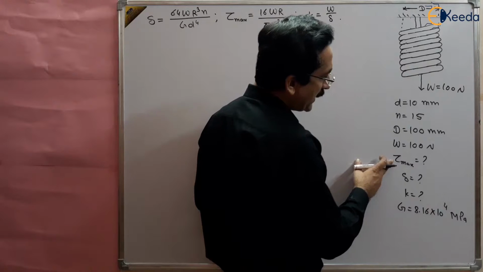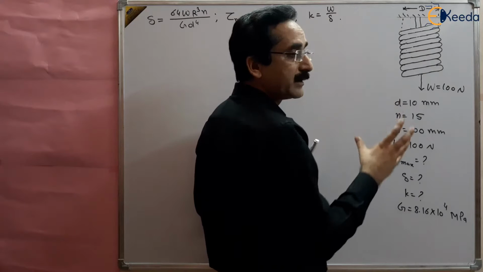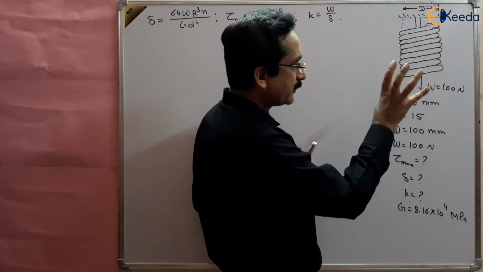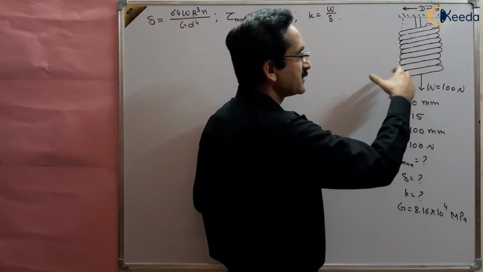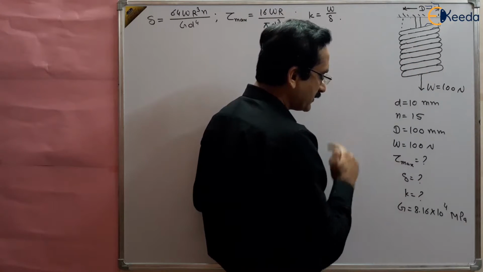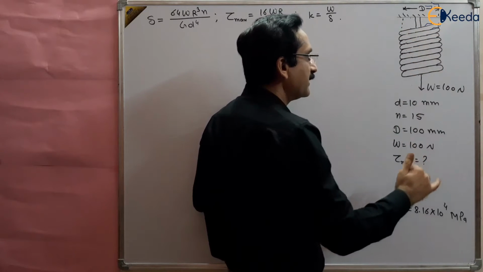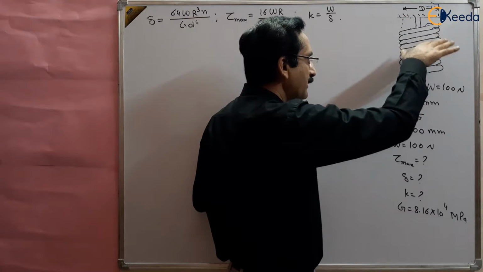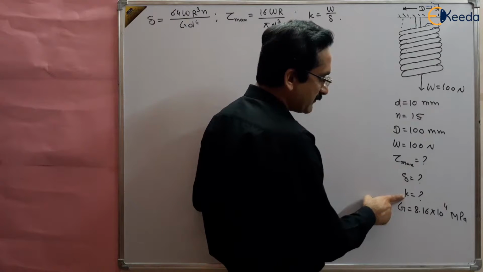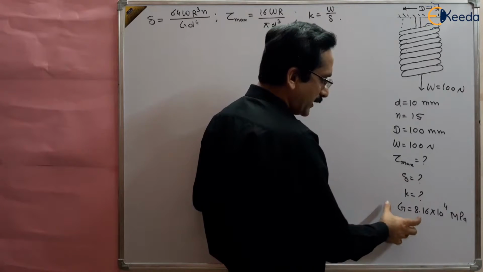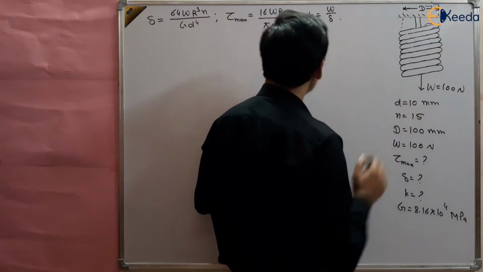We have to find the maximum shear stress developed in the material, because due to the load applied, as we have seen in our theoretical lectures, a torque is developed in the material. Due to that torque, shear stress is developed, so we have to find tau max. We also have to find the deflection, the elongation developed by applying the load, and the stiffness of the spring. The modulus of rigidity is given as 8.16 multiplied by 10 to the power 4 megapascal.